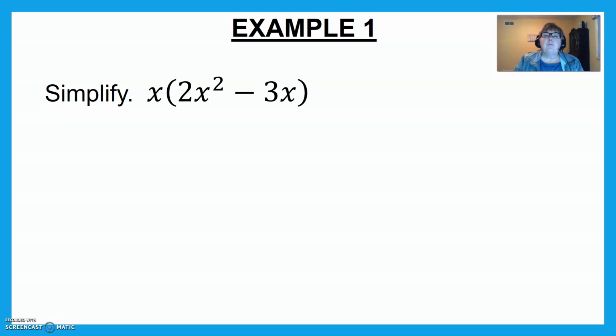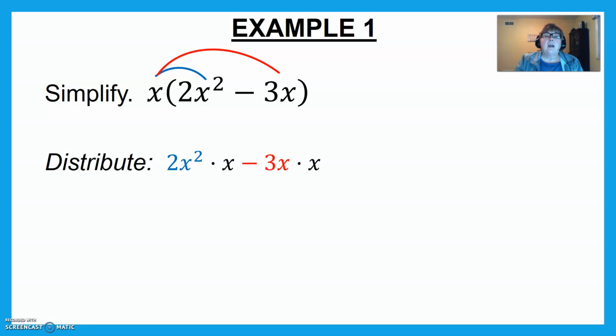Simplify x times the quantity 2x squared minus 3x. So I'm going to distribute the x to everything inside the parentheses. So it's going to go there, and it's going to go there. And this is what it looks like when I do that. I have 2x squared times x minus 3x times x. So I've multiplied everything inside by x. And now we're going to use what we learned in the previous lesson about multiplying monomials to simplify this.